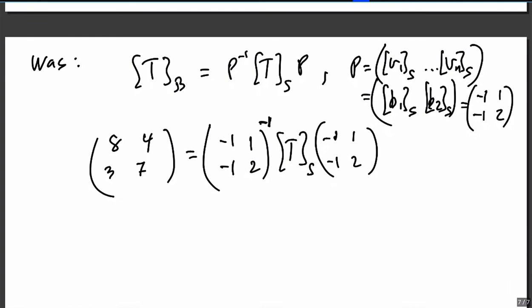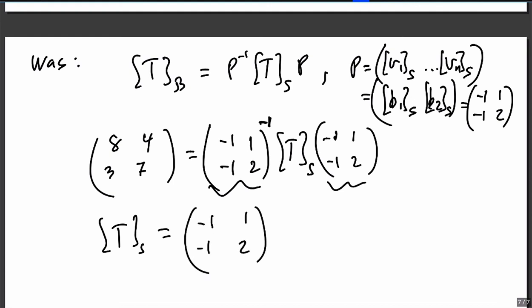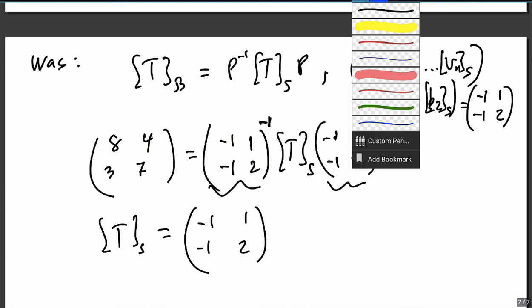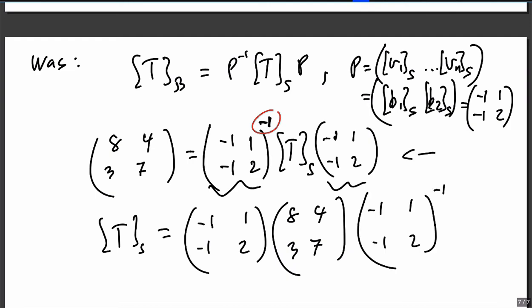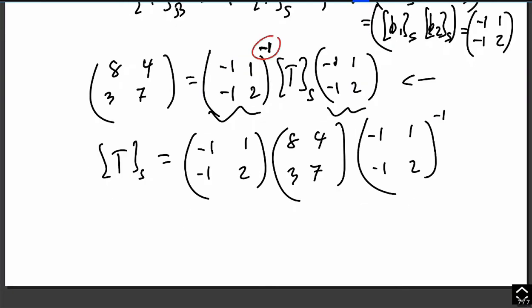So if you multiply from left with the matrix and from right with the inverse of this matrix, then we get the standard basis representation. So from left we have to multiply with the matrix in order to get rid of the inverse. And from the right we have to multiply with the inverse. Let me do this very quickly.